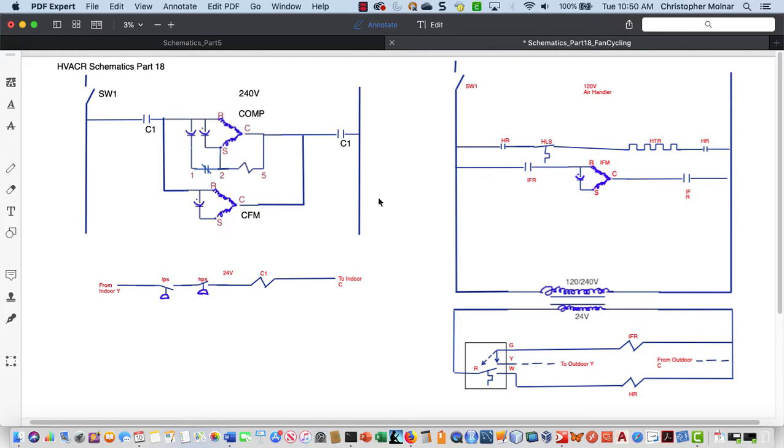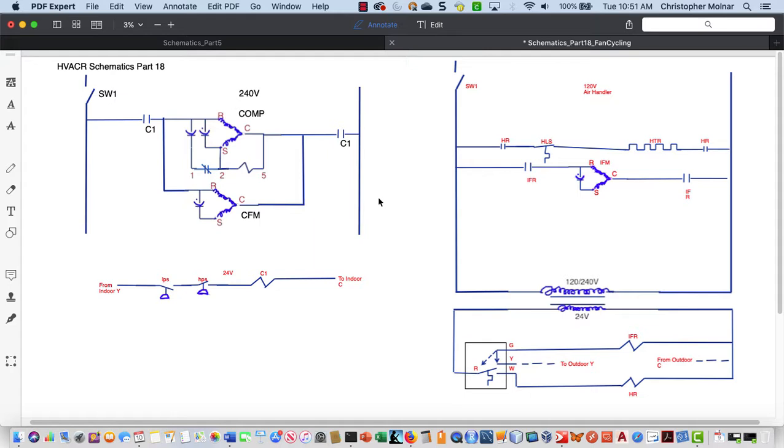In this video, we're going to talk about fan cycling. Now, what we mean by fan cycling is also the same as a low ambient control. We have an air conditioner that has to run year-round or run into the shoulder seasons. Could be because it's a commercial building and has a tremendous heat load. Could be because it's in a computer room. Could be just because the occupant is on oxygen, and oxygen makes the body feel hotter at all times.